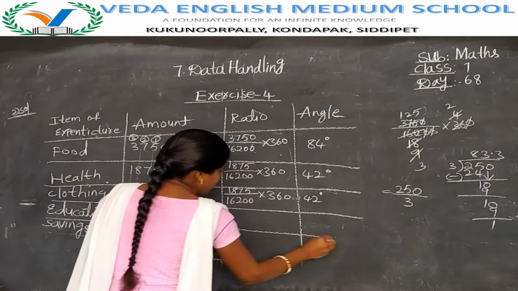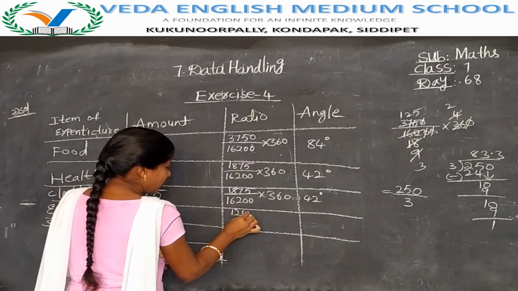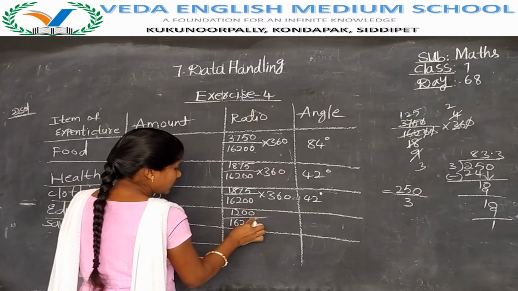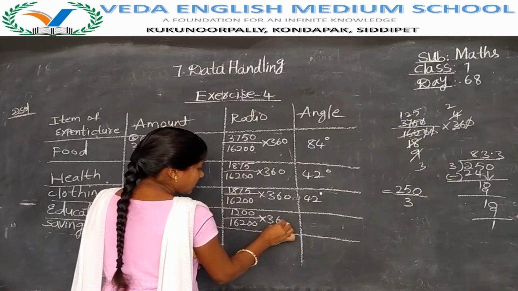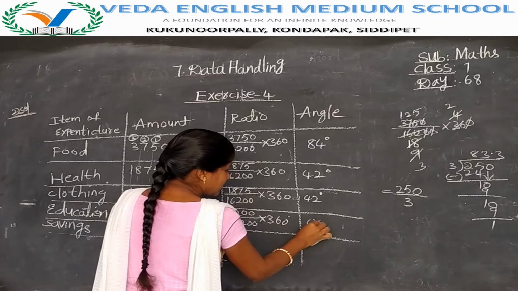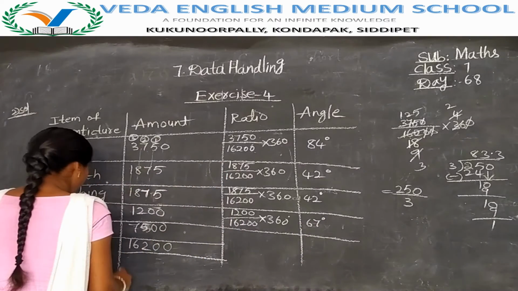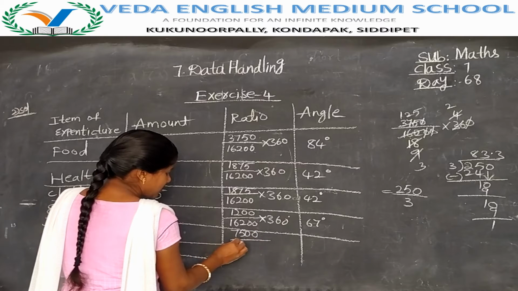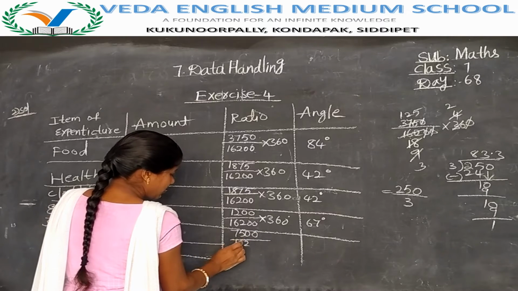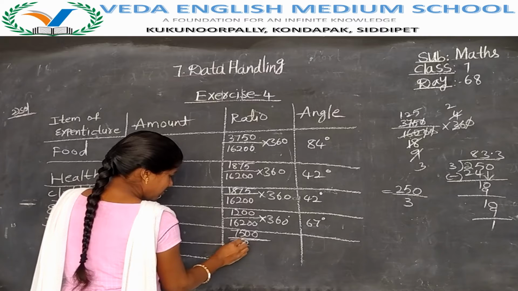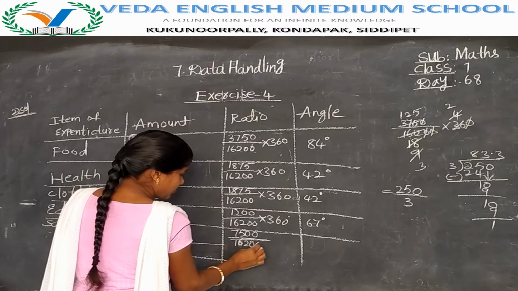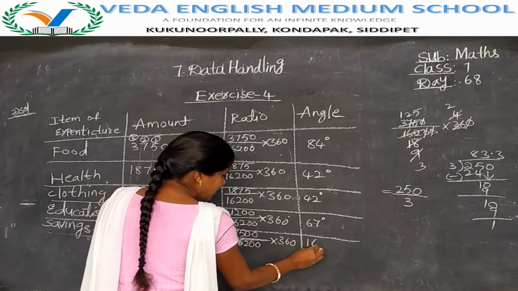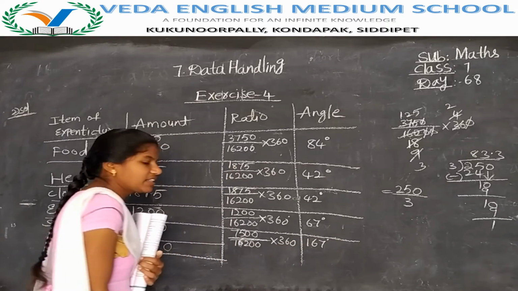For education they need to pay 1,200 by 16,200 into 360. Here by cutting that we will get 67 degrees. Last we have savings, that is 7,500 by 16,200 into 360. Then here we will get 167 degrees. 167, like that we will get.